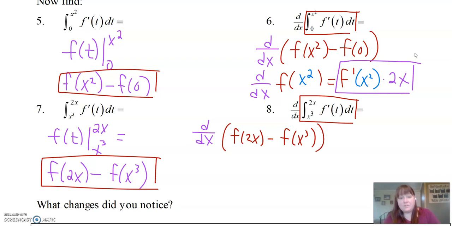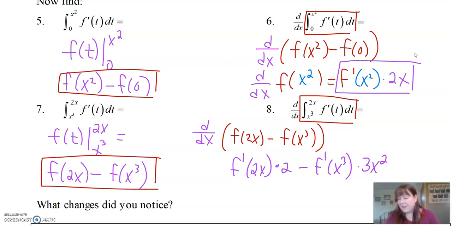So the derivative of f of 2x would be f prime of 2x, right? The derivative of the outside with the inside still intact times the derivative of the inside. Okay, then we're going to subtract. Let's find the derivative of f of x cubed. That would be the derivative of the outside with the inside still intact times the derivative of the inside. And actually, we could just leave it like that. That's our answer.